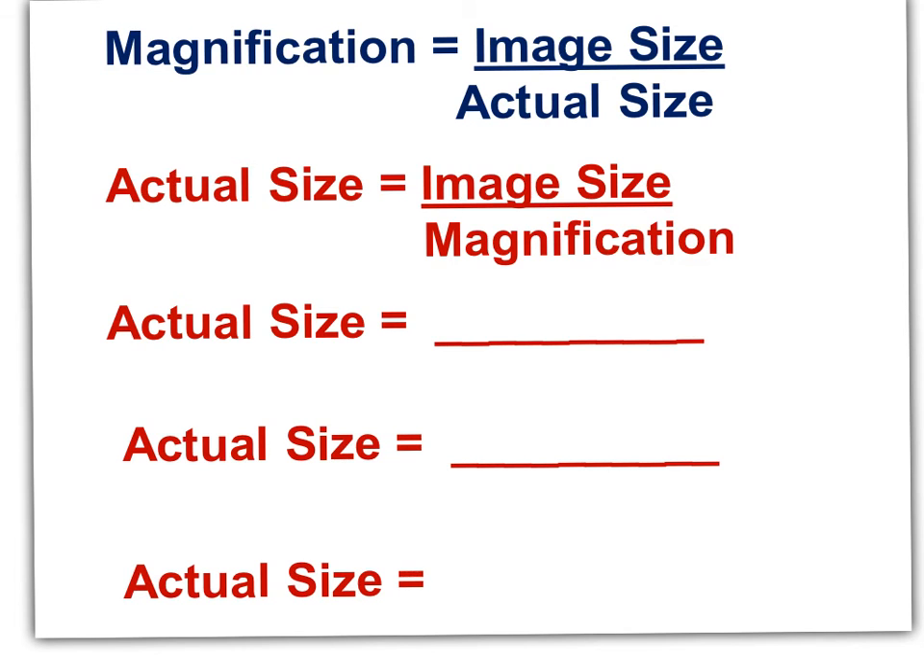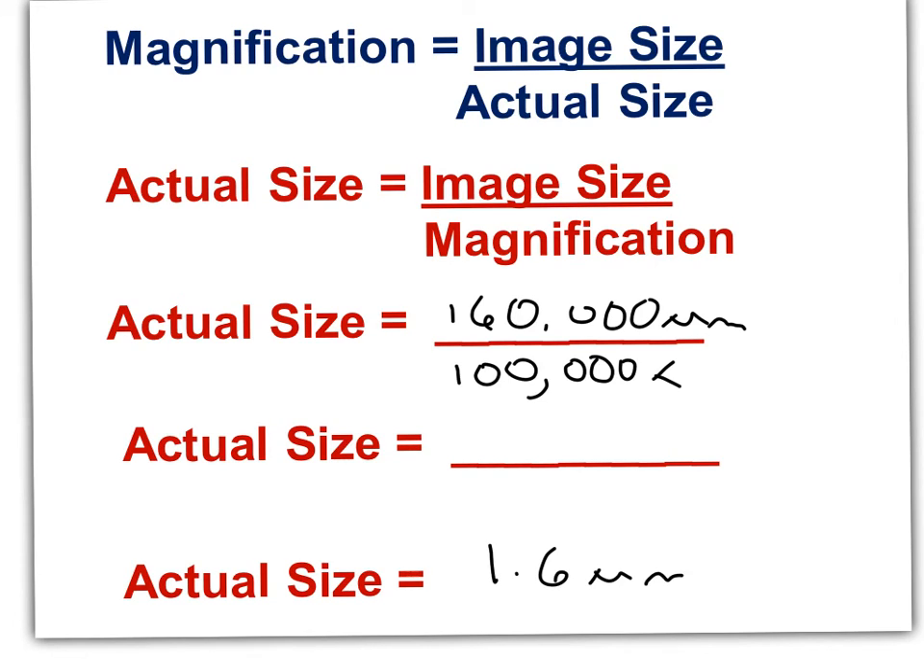So we're going to rearrange the equation to solve for actual size rather than magnification, as the magnification was given as 100,000x, and the numerator is 16 centimeters put into micrometers, and that's going to be 160,000 micrometers. We divide 100,000 into 160,000, and we get 1.6 micrometers. Remember, bacterial cells are approximately 1 micrometer in size.